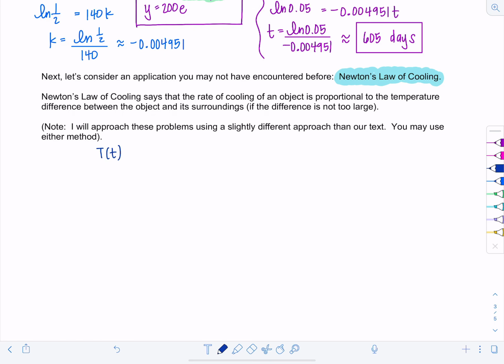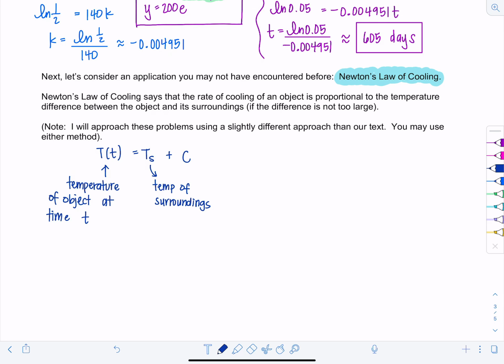The temperature of some object at time t, so capital T is temperature, okay? And then the lowercase t is time. And that's equal to T sub s, that's going to be a constant. That's the temperature of the surroundings. And this is proportional to the temperature difference between the object and its surroundings. So we're going to add plus Ce to the kt.